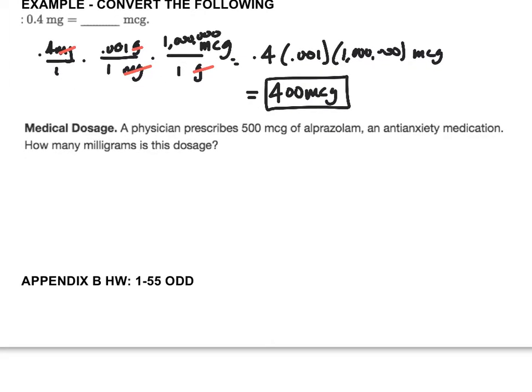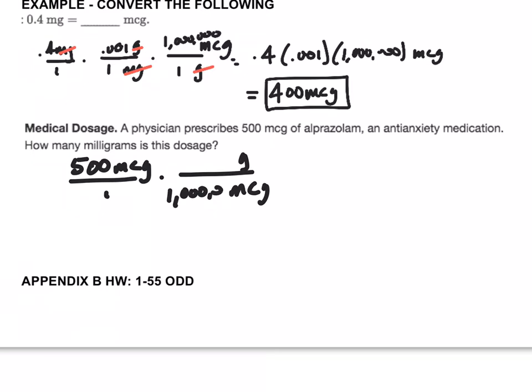A physician prescribes 500 micrograms of alprazolam, an anti-anxiety medication. How many milligrams are in this dosage? So we're going to convert from micrograms to milligrams. I've got 500 micrograms over 1, and I'm going to convert that into grams. So I've got micrograms and then grams. Now I have 1 million micrograms per 1 gram. Then I want to convert that into milligrams, so I'm going to multiply that by grams on the bottom and milligrams up top.